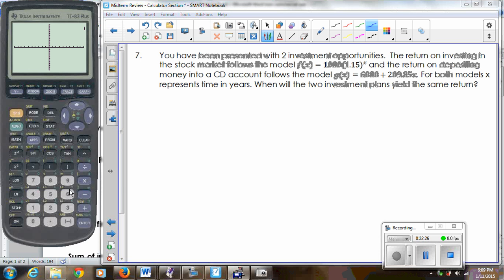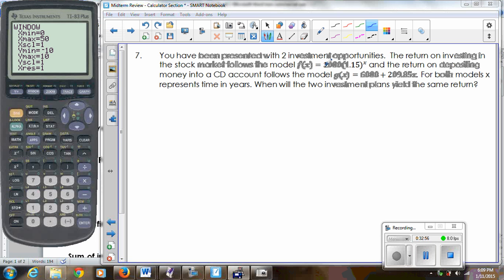Okay. And again, if I start this on a standard window, zoom 6, you can see that I don't really see anything. Nothing's happening. So that's usually an indication that I need to adjust my window settings. So think about what x represents. X represents time in years. So I really don't need to go back in time, so I'm going to set my minimum at 0. And let's say that I'm investing for the long run. So maybe I'm doing my retirement account. So that money could be invested for up to 50 years or even more.